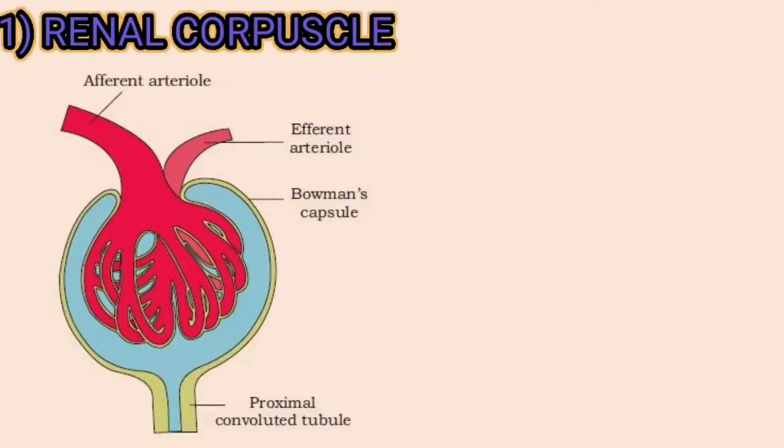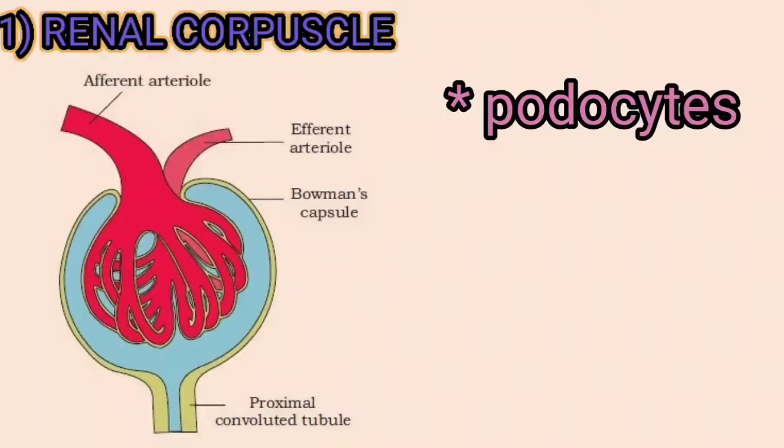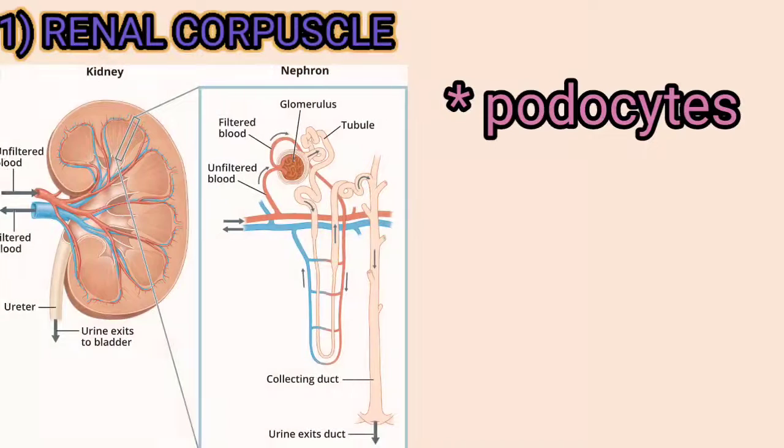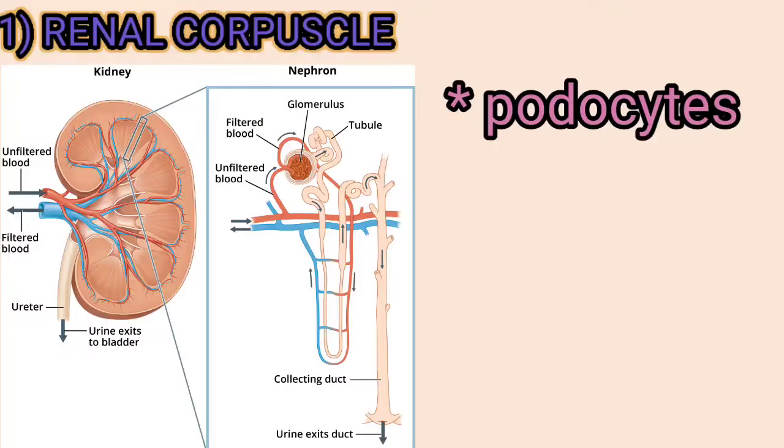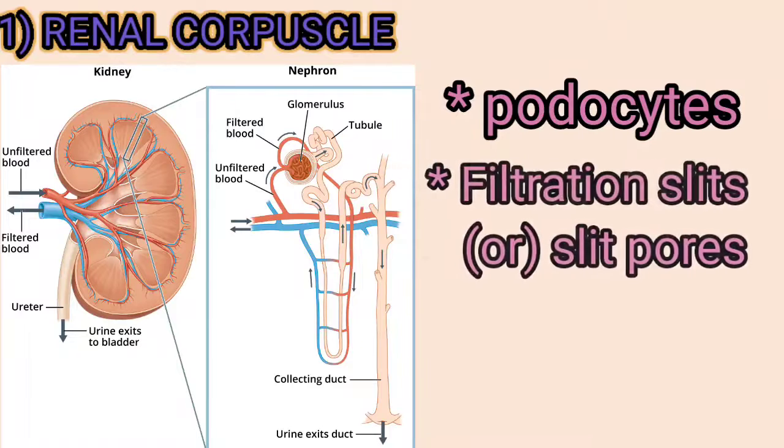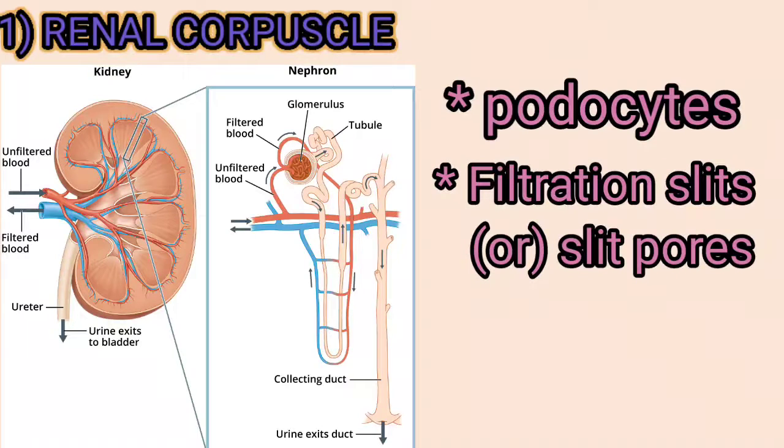The inner wall of the Bowman's capsule has certain unique cells called podocytes, which surround each capillary of the glomerulus. The podocytes are arranged in an intricate manner so as to leave some minute spaces. That space is called the filtration slit or slit pores.